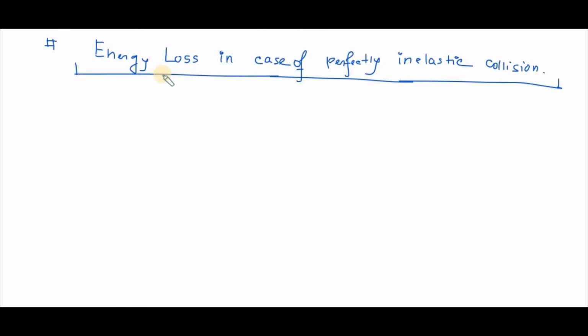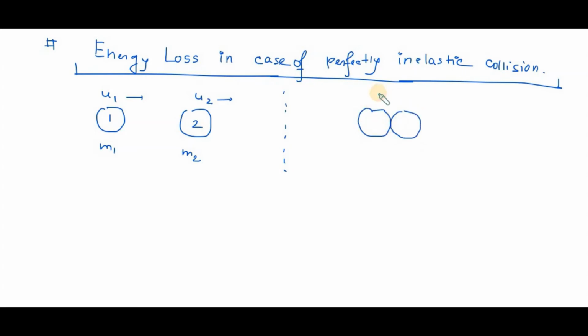So now we are going to define the energy loss in case of perfectly inelastic collision. In case of perfectly inelastic collisions, we know that after the collision the two objects will move together. So let's say before the collision, the velocities of the objects are u1 and u2. They are moving along the same direction, and the masses of the objects are m1 and m2. Now the collision we are considering is perfectly inelastic, which means that after the collision both the objects will be moving together. Let's consider the combined velocity of the two objects to be v.